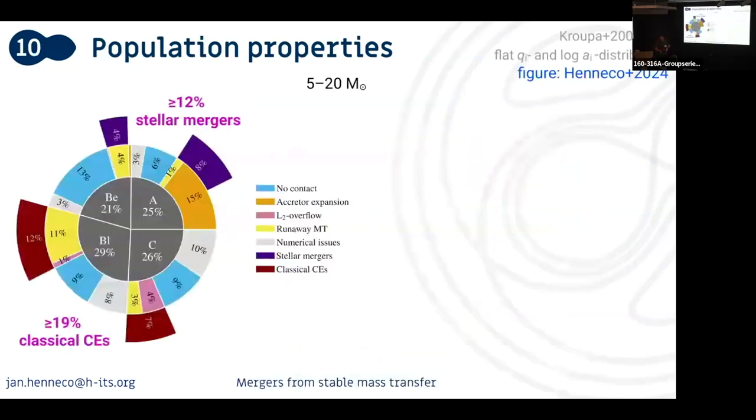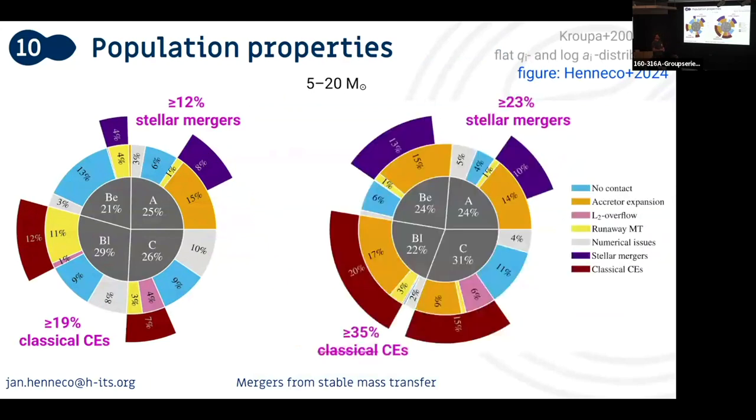And then the last thing I'll show you is that we did some population statistics. With my non-conservative, or my original, grid we get a lower limit of 12% for stellar mergers of all the interacting systems and about 19% for classical common envelopes. If we now use a fully conservative grid, the numbers almost double. So we get to 23% mergers and 35% classical and double core common envelopes. So it's kind of the two extremes, but the differences are huge, I would say.